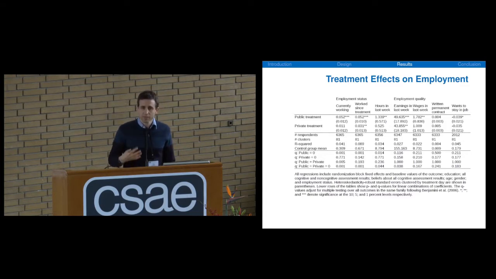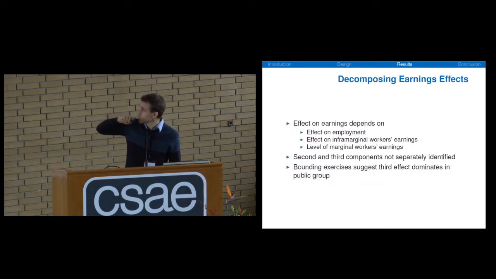So we see some stuff suggesting that earnings are going up, but the biggest margin of effect seems to be this increase in the probability of actually being employed. We can decompose the earnings effect into three margins: the effect on employment, which I've already shown you, the effect on the earnings of inframarginal workers, so if you were going to get a job anyway without treatment, your earnings might be changed by treatment, and a third margin, which is the level of the earnings that people who are induced into employment by the treatment have.